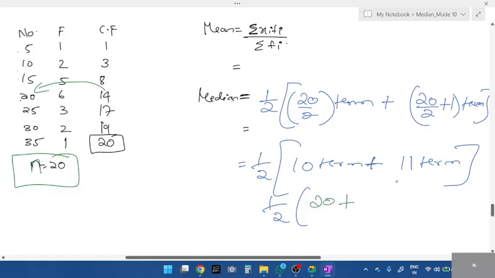Next, tell me the 11th term. Even for 11, you have to take half into 20 plus 20.